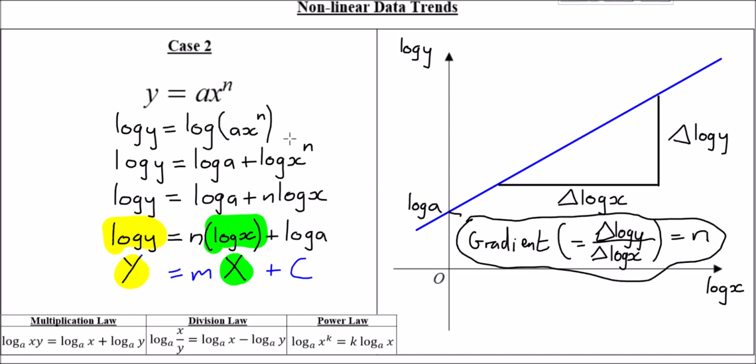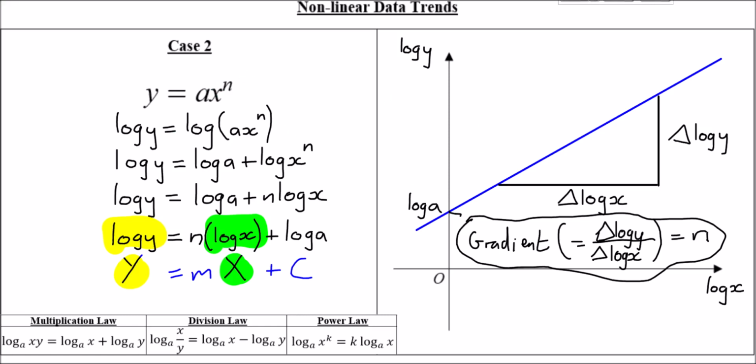So if we were to plot a straight line graph, we could look at the intercept. That tells us what log a is. From that, we can then work out what a itself is. And if we plot the straight line graph of this after manipulating it using logs, the gradient would tell us what n is, the power of x. And so those are the two cases which we're now going to apply with a couple of worked examples.